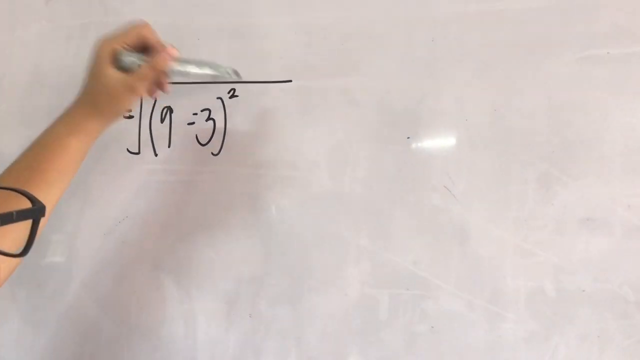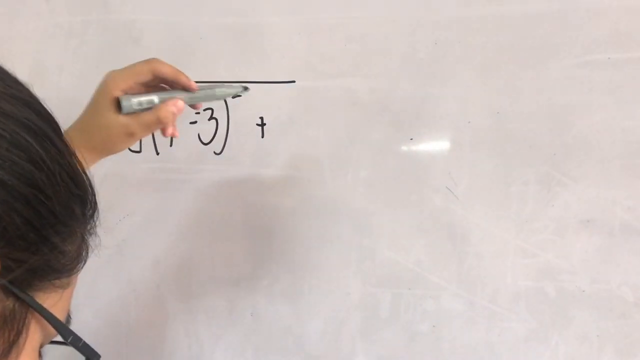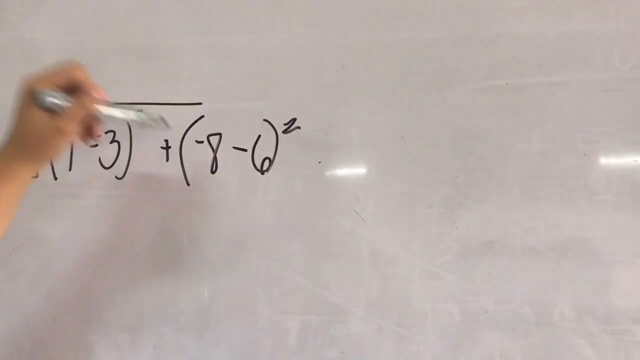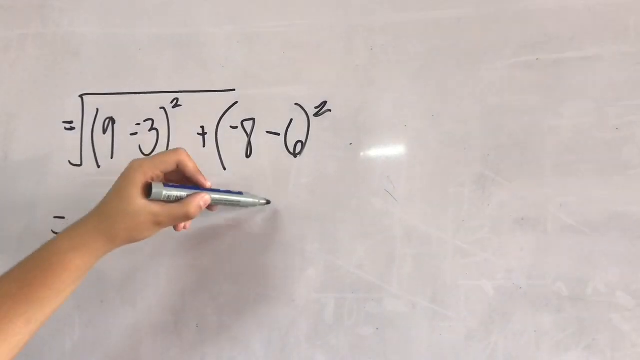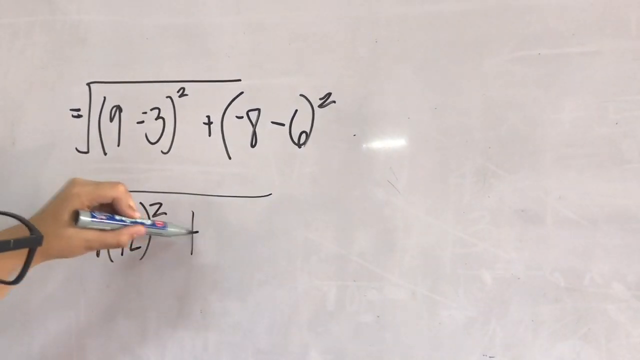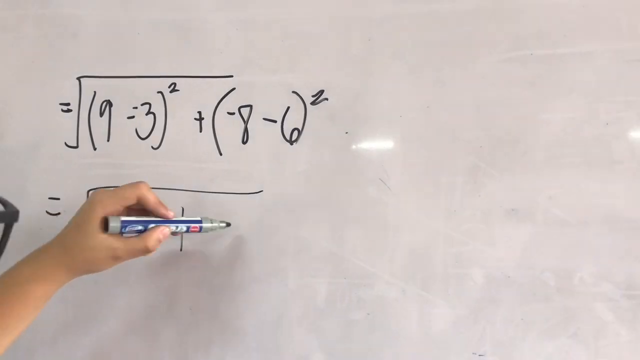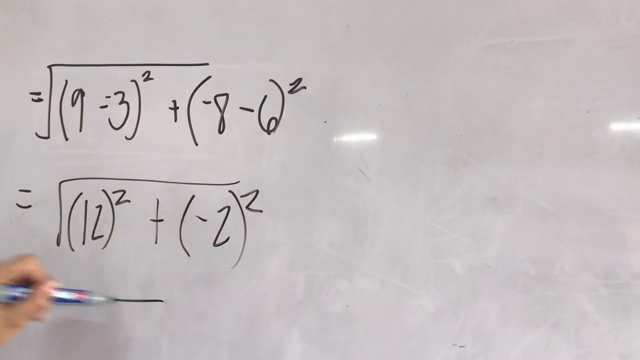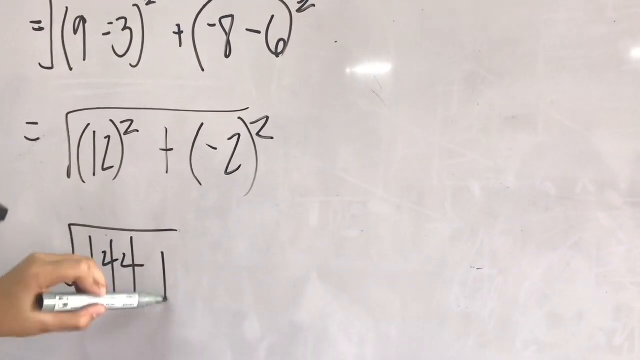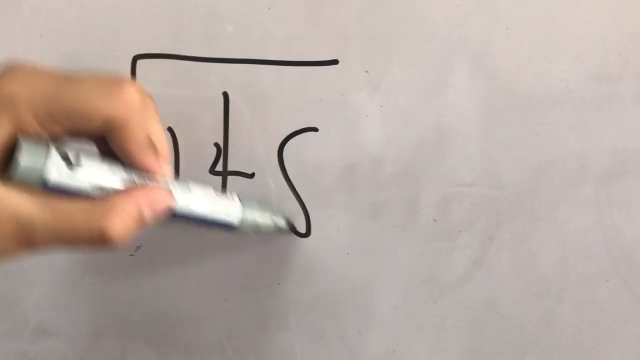Substitute x sub 1 to 9, x sub 2 to -3, y sub 1 to 6, and y sub 2 to -8. If you subtract 9 to -3, you will get 12 square. This difference is added to -2 square, the difference of -8 and 6. Square both 12 and -2, and you will get 144 and 4. Add these two and you will get the square root of 148.